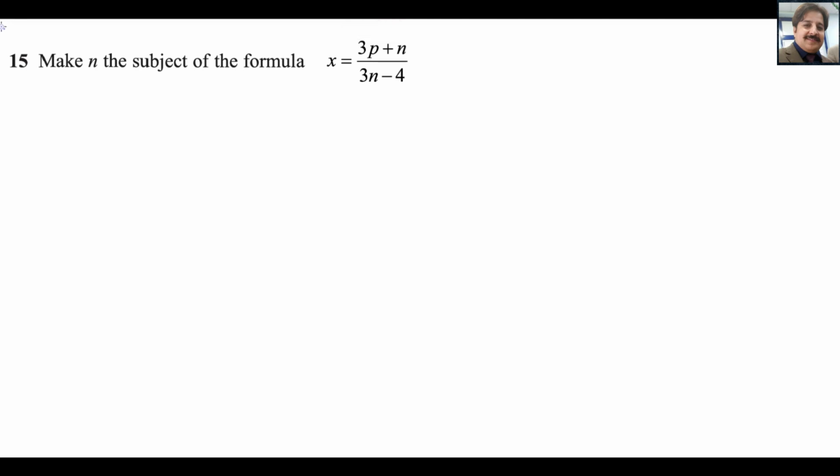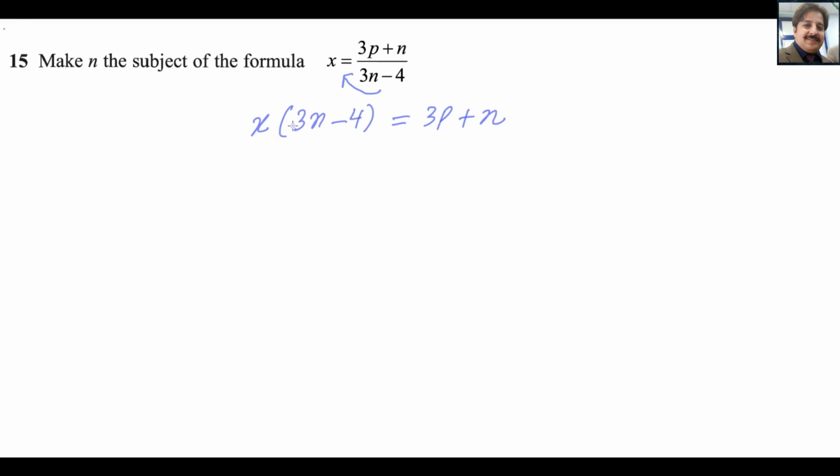Question number 15. Make n the subject of the formula. We want to find the value of n actually, okay. We want to make n the subject. So we'll multiply this denominator to the other side. So it becomes x into 3n minus 4 is equal to 3p plus n. Now this x will multiply inside with both of the numbers.